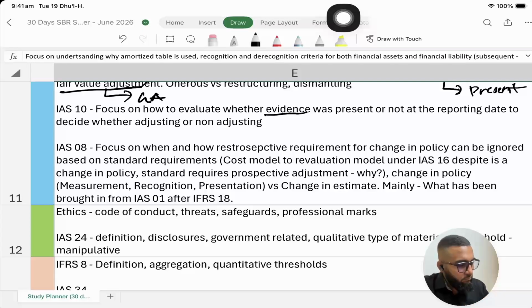Then change in policy: how measurement, recognition, or presentation, change in any of these is making that change a change in policy and not an estimate. So how do you understand whether it was a change in policy or a change in estimate? It depends on the MRP criteria. If there's a change in measurement, recognition, or presentation, that is a change in policy. Anything else is a change in estimates.